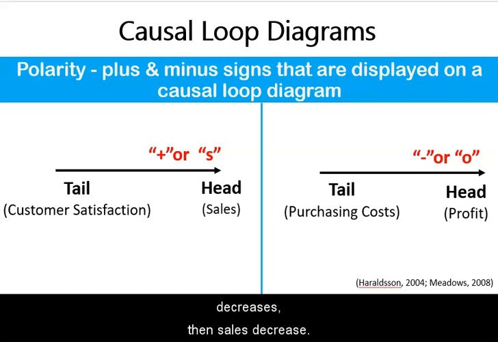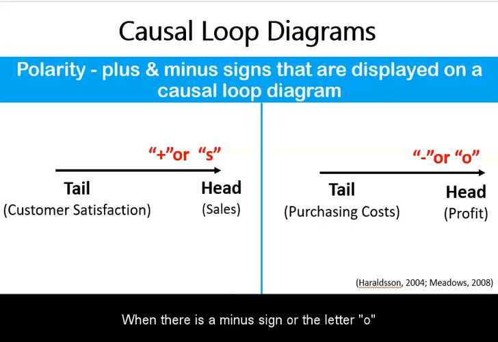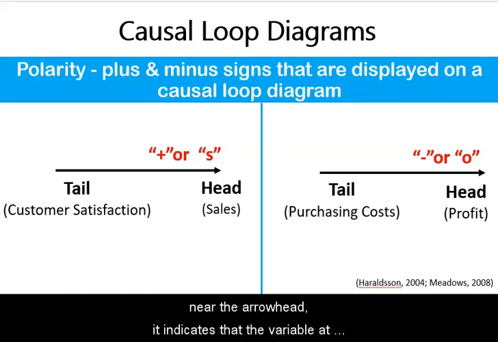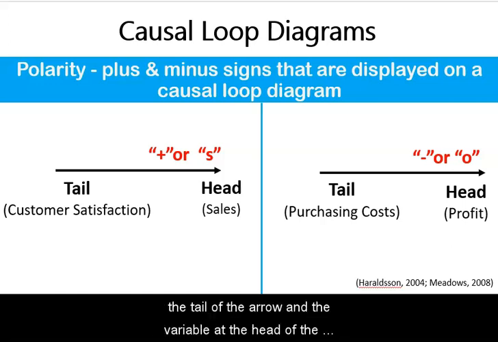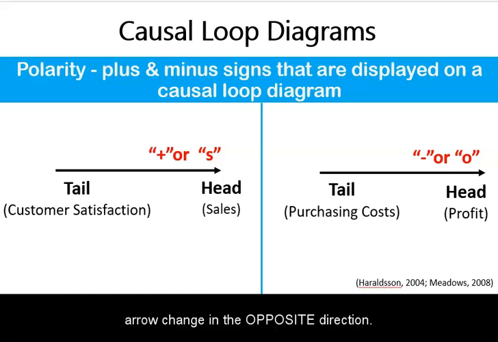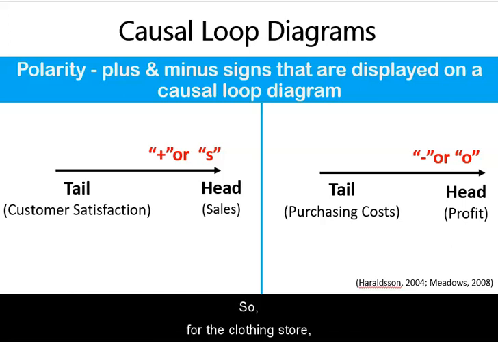When there is a minus sign or the letter O near the arrowhead, it indicates that the variable at the tail of the arrow and the variable at the head of the arrow change in the opposite direction. So for the clothing store, if purchasing costs increase, then profits decrease. And if purchasing costs decrease, then profits increase.